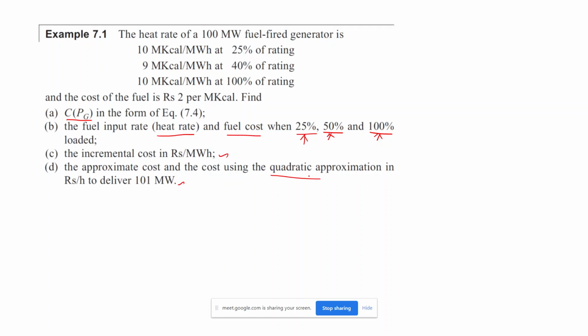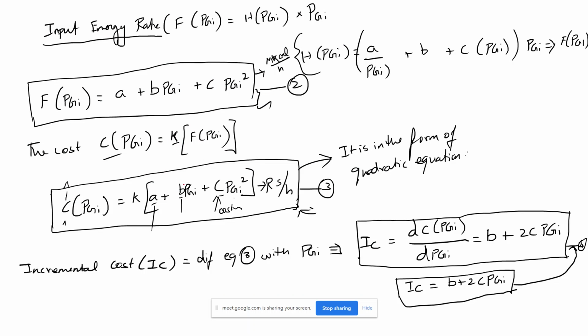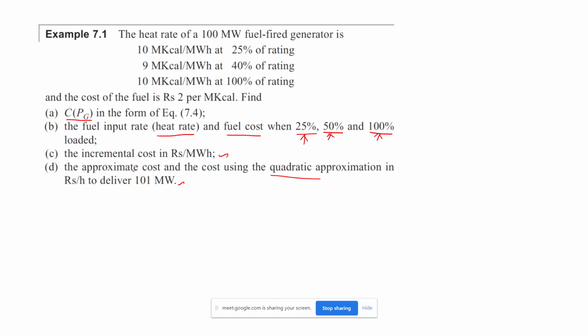We know how to find it using the quadratic form, and also we know how to use the incremental form. So they are asking for the approximate cost and the cost using quadratic. Approximate cost is nothing but the incremental cost we have seen. So how to find the cost using this incremental? Otherwise, how to find the cost using the quadratic equation? They are telling us to find both values, by both methods, and then we need to conclude whether both are the same. So this is the D, and C is nothing but incremental cost.